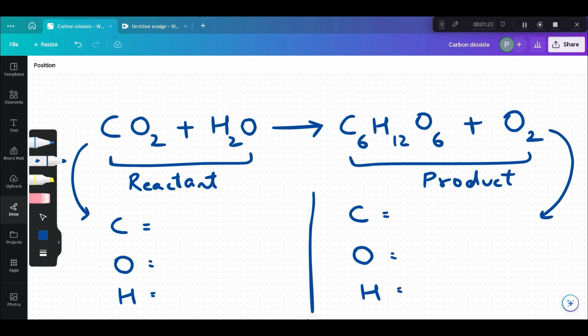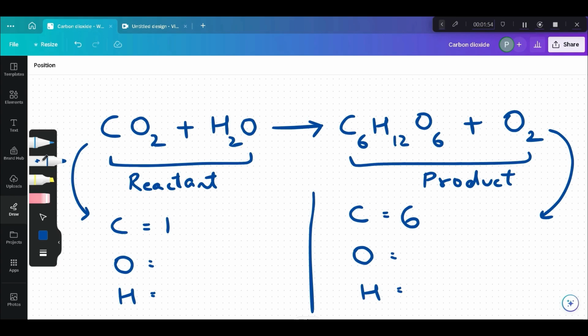Okay, so let's count them up. So from the reactant side, how many carbons do you see? Well, there's just one because there's nothing in the subscript, which means 1. So you write that 1 over here. And moving on to the product side, how many carbons do we see here? 6. So we write down 6 over here. So here is 1 and here is your 6.